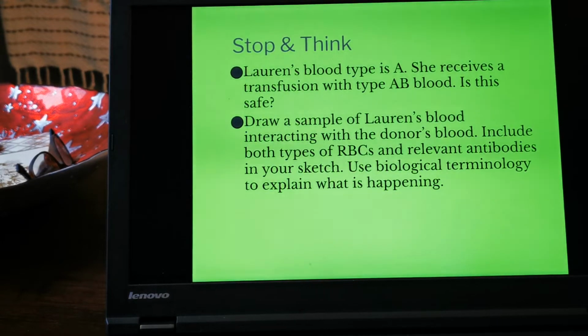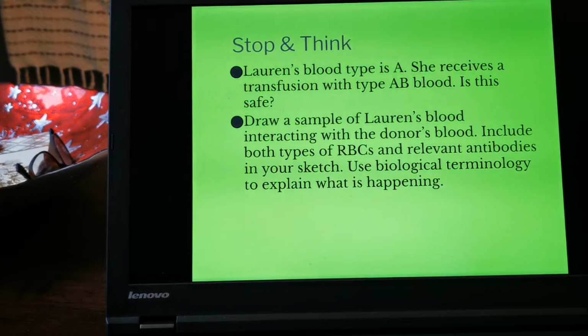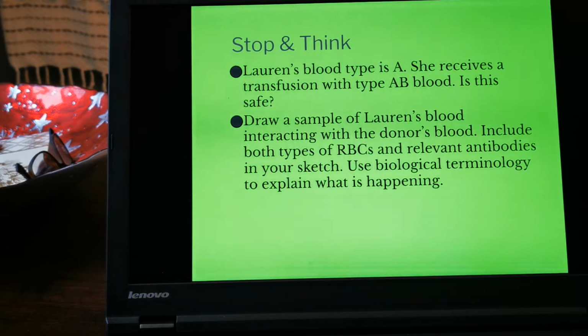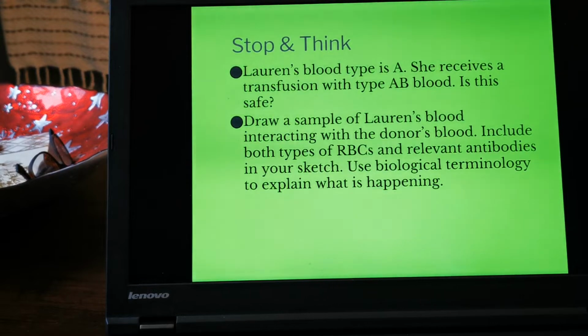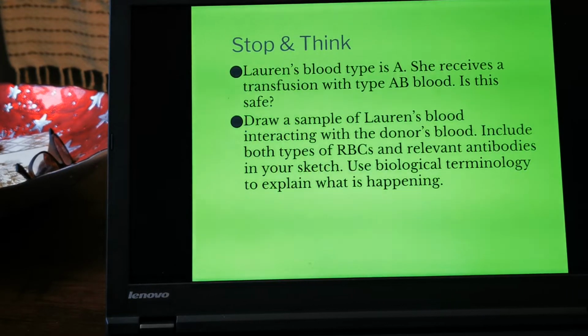So Lauren is blood type A, which means she's going to have A antigens. I'll show you a little drawing of that in a second. And she's going to receive a transfusion with blood type AB. We want to know, is this safe? And then I want you to draw a sample of Lauren's blood interacting with the donor's blood.